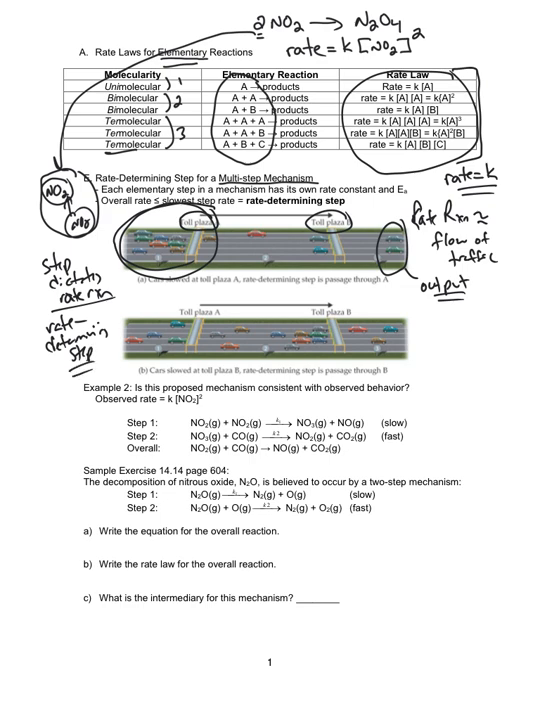Okay, the rate determining step is the slowest step of a multiple step mechanism, and the rate of that slow step is equal to the overall formation of products. And it doesn't matter where it happens.